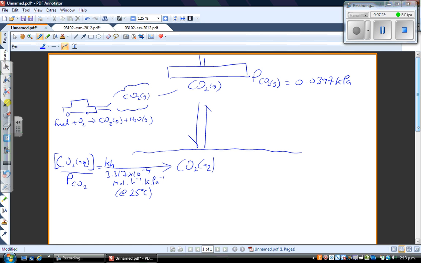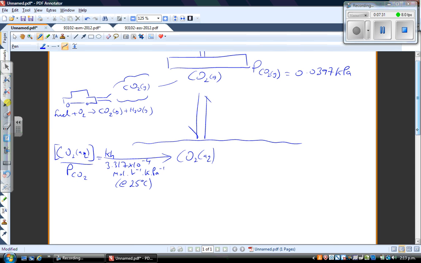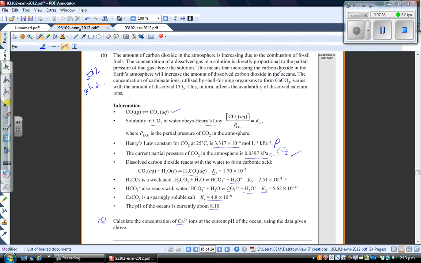So what happens next? Well, if we continue on with the exam question, the solubility of CO2 obeys Henry's law. We've accounted for that in our scheme. We've accounted for the fact that PCO2 is the partial pressure of CO2 in the atmosphere. We've used Henry's law constant there and put that in our scheme. The current partial pressure of CO2 in the atmosphere, we've accounted for that. So what happens now? Let's use a different color.